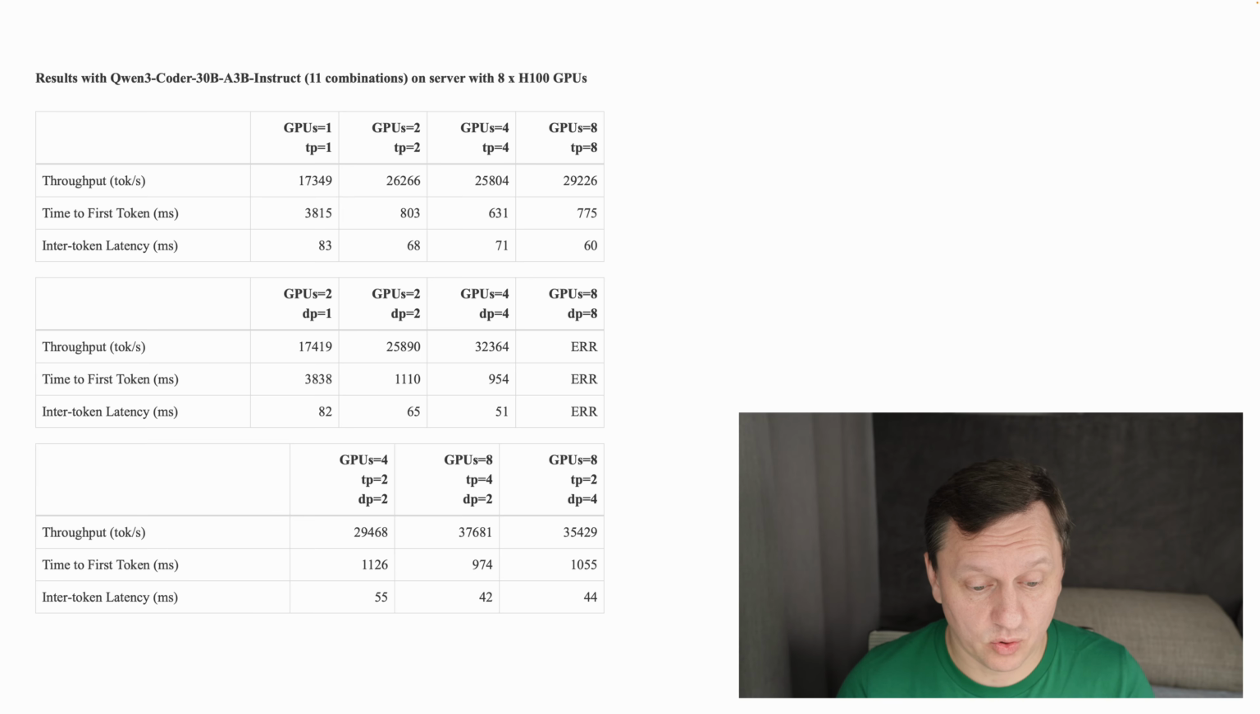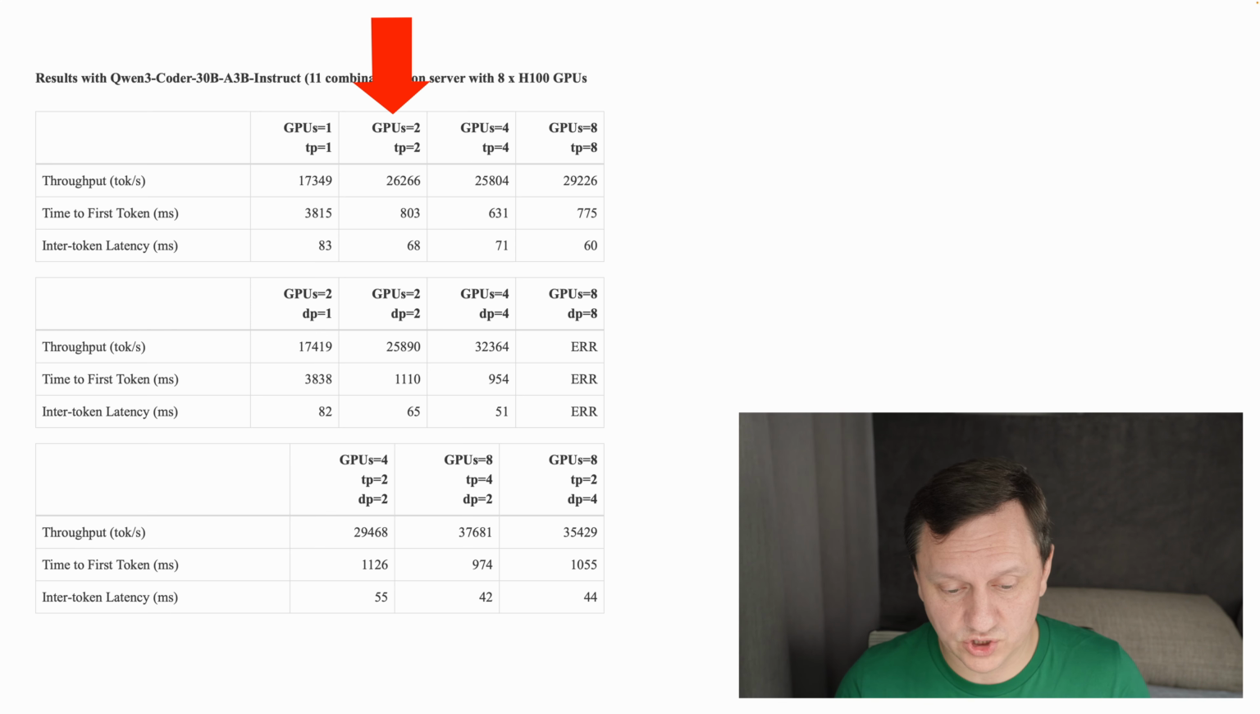This is the Qwen 3 Coder result on H100 cards. I benchmarked from 1 to 8 cards with different combinations of tensor parallel and data parallel. So what makes sense is to run on 2 GPUs with tensor parallel. It gives a significant performance boost.